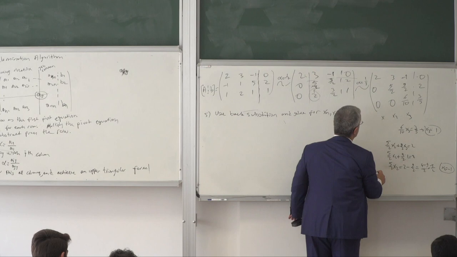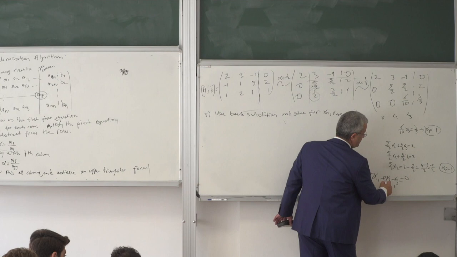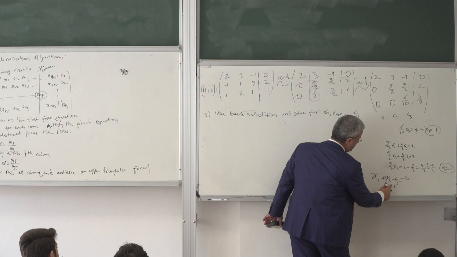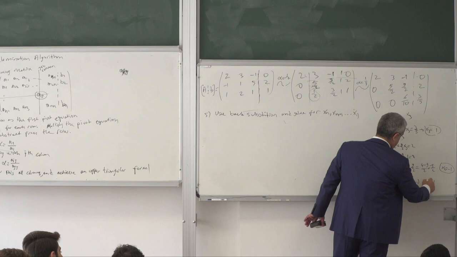And you substitute that in the first one. 2x1 plus 3x2 minus x3 is equal to 0. So this is 1, this is minus 1, so this is minus 3 plus 1, so this is minus 2. It goes to the other side, so you have x1 is equal to minus 1. You have the solution already.